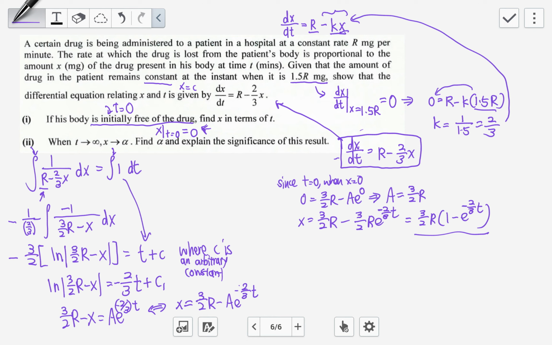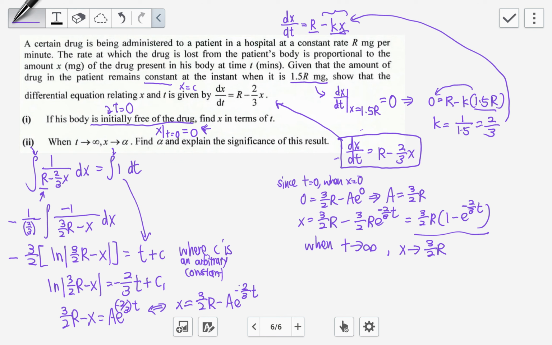So then when t approaches infinity, what happens? e to the minus 2/3 t, e to the negative infinity is just 0. So this will be 1 minus 0 is 1. So I will have x approaches 3 over 2r. So what is the significance of these results?